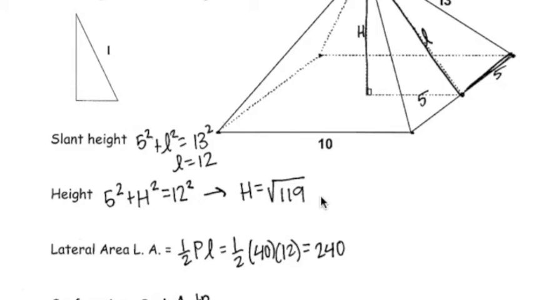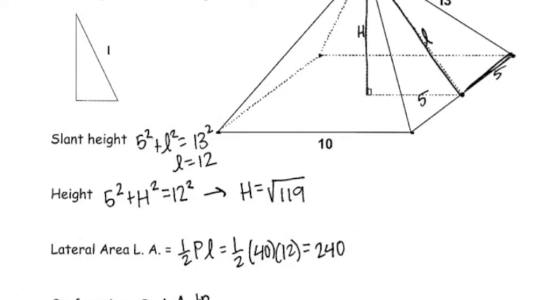Okay, to find my lateral area, it's 1/2 times the perimeter of the base times the slant height. So 1/2, the perimeter of my base is 40 because the side length is 10 times 4, 40. And my slant height we found out was 12. So I'm left with 240, and here my units are inches squared.